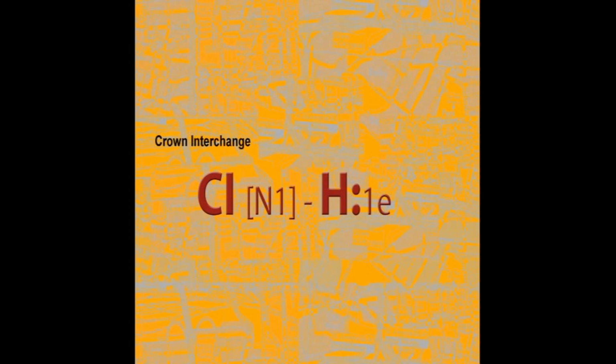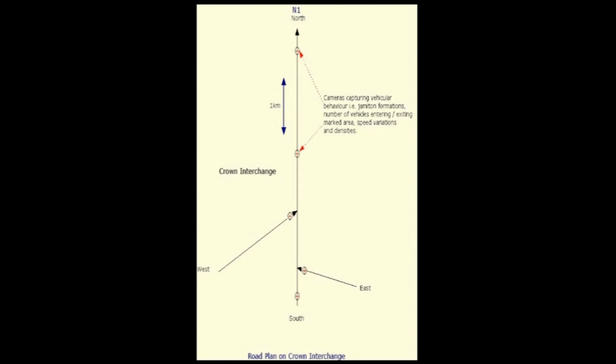A series of 5 cameras installed in an area common to jamitone formation, road uniform, straight road, and weather sunny with a clear view. This is a graphic representation of Crown Interchange, west, south, east leading to N1 North. A study done on various traffic congestions that are going to be transformed into sound.